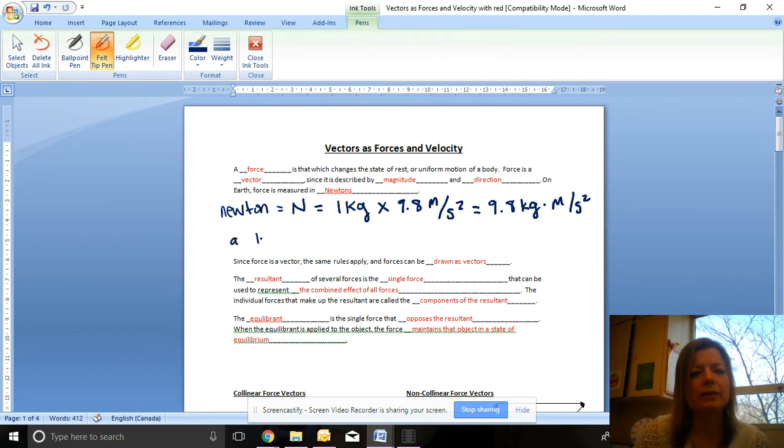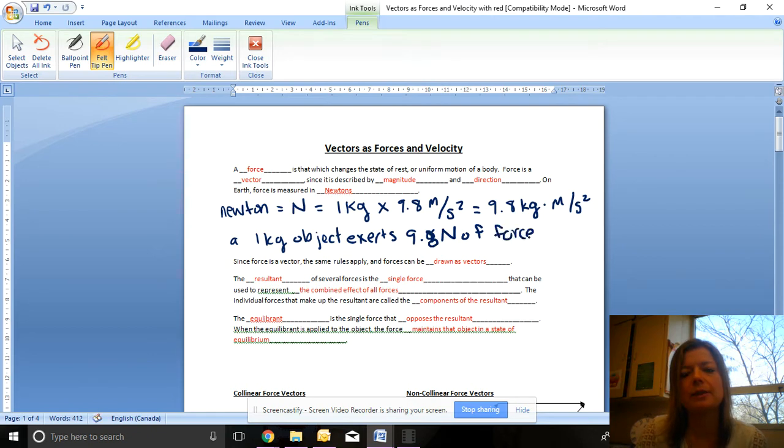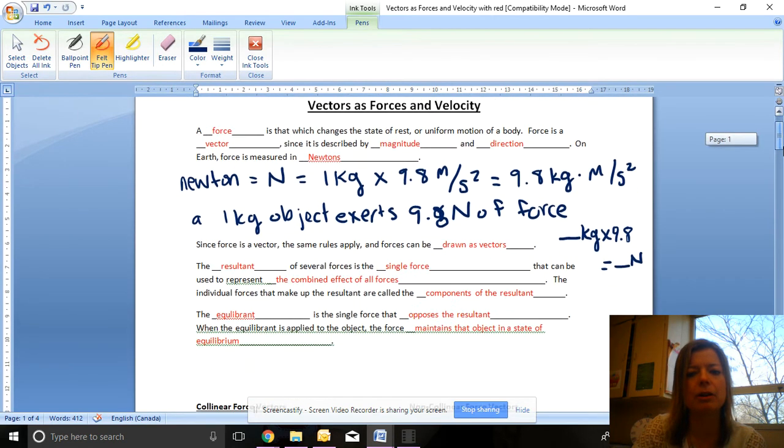So a 1 kilogram object exerts 9.8 newtons of force. Therefore, a 2 kilogram object, you would multiply 9.8 times 2 to get 19.6. However many kilograms you have, you multiply that by 9.8 to get however many newtons, and that's the force it exerts. Since force is a vector, the same rules apply, and forces can be drawn as vectors. That's going to help us in our problem solving.